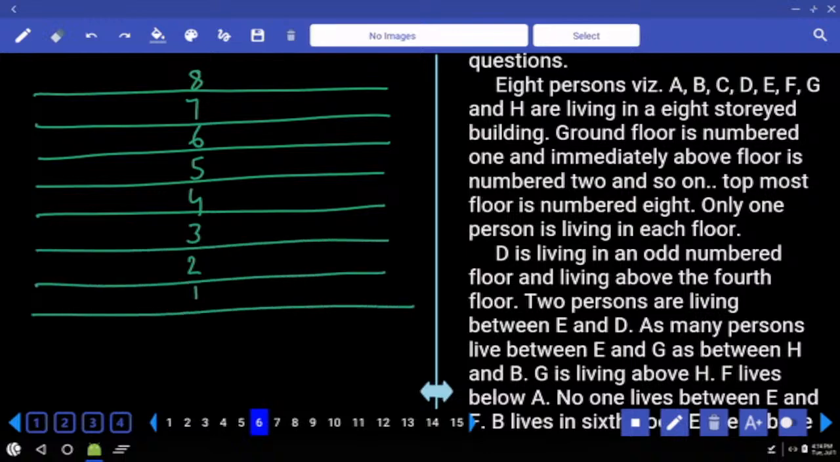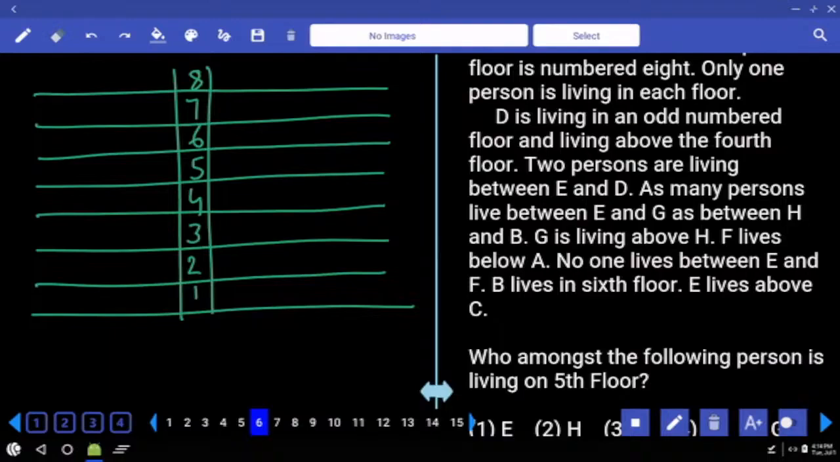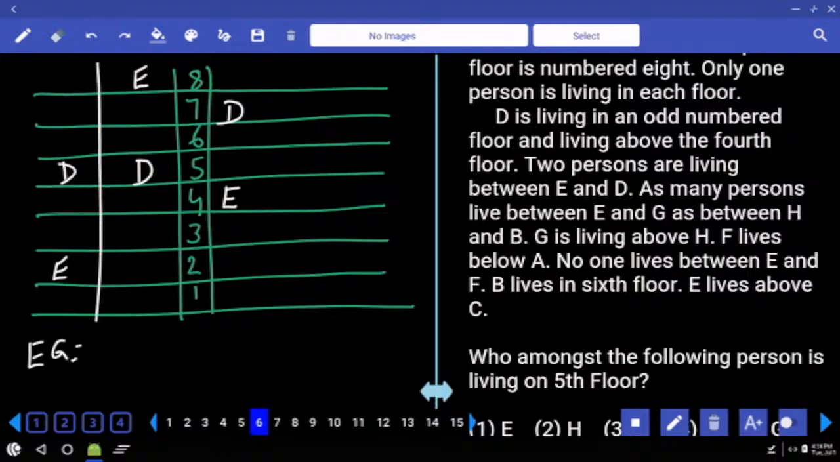Then coming to condition number 1. D is living on an odd number floor and above the 4th floor. D can be either on the 5th floor or on the 7th floor. So we have 2 possibilities for D. Then 2 persons between E and D. In this case, E can be here or E can be here. There are 2 possibilities. As many persons between E and G as between H and B.